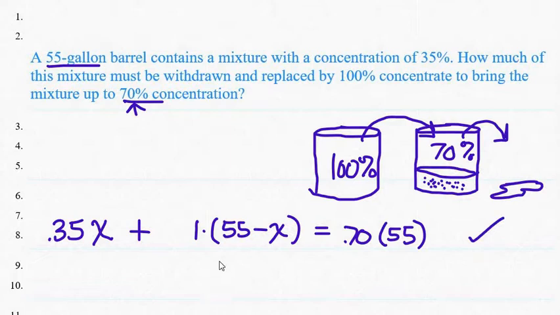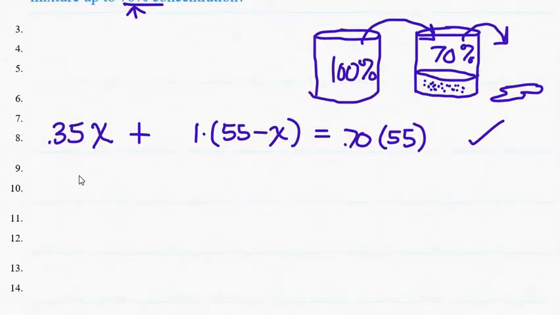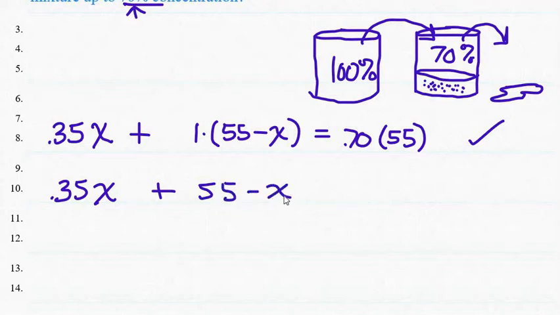Okay, now once we have set up our equation, we want to simply solve for x, which is pretty easy to do at this point. So let's just rewrite. 0.35x plus 55 minus x is equal to, and 0.70 times 55 should give us 38.5. Collect up our like terms. So 0.35 minus 1 gives us negative 0.65.